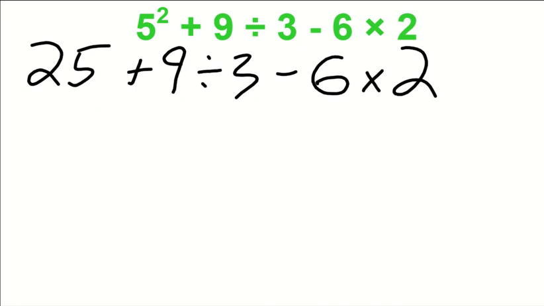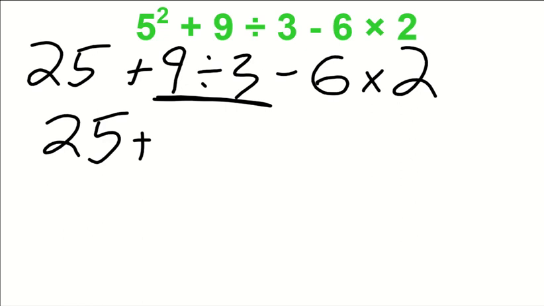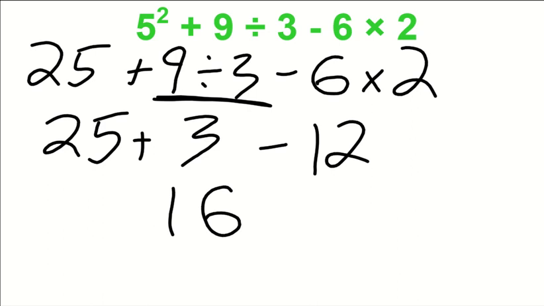After we do exponents, it's multiplication and division. Same time from left to right. So I'm actually going to do this division here before I do the multiplication. 9 divided by 3 is 3. 6 times 2, 12. And same idea, addition and subtraction at the same time, moving from left to right. 25 plus 3 is 28. 28 minus 12 is 16.